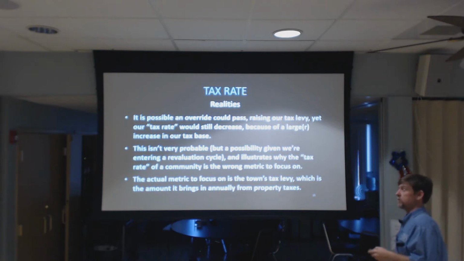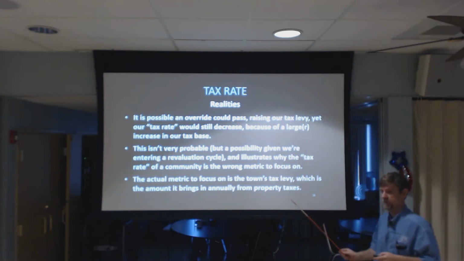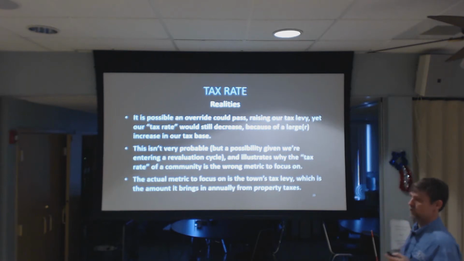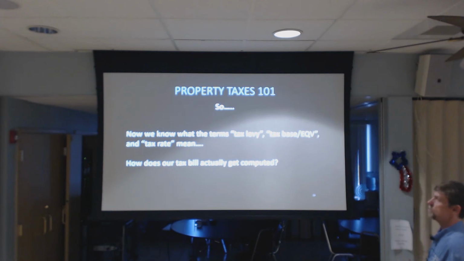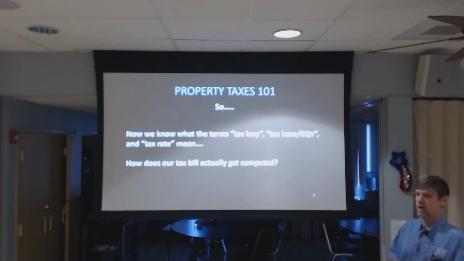Okay? The actual metric to focus on is not the tax rate, but the town's tax levy, which is how much money we bring in each year in order to pay the bills of the town. So now that we know what the tax levy is and what the tax rate is, and what the tax base or the EQV is, how exactly does your tax bill get computed?